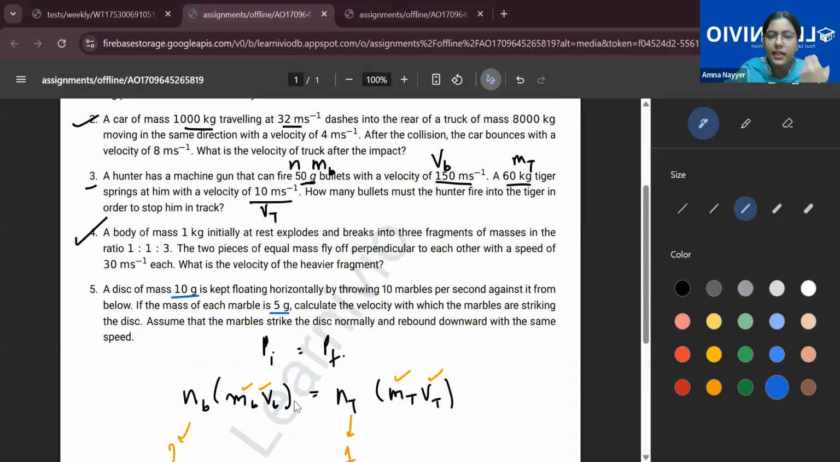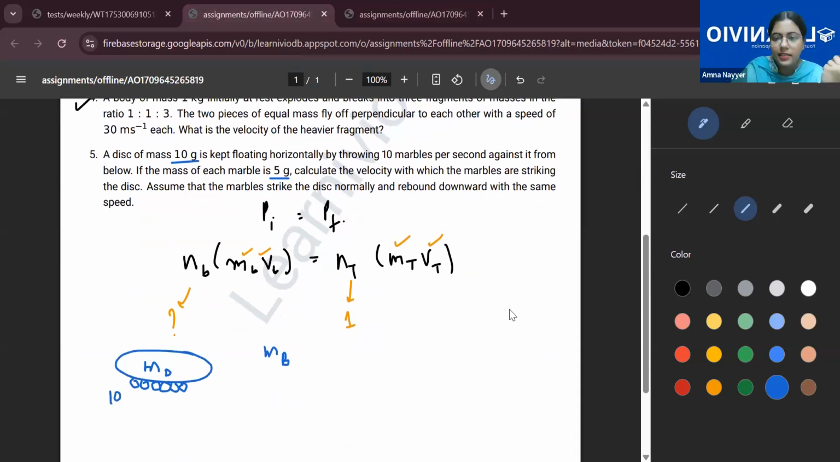Right now, it is saying a disc is there, present like this, and it is floating horizontally. How is it able to move? When the marble strikes it, it rotates. So the mass of this disc is also given, 10 grams. So 10 marbles are there, the mass of the marble is given. We have to calculate the velocity with which the marbles are striking the disc.